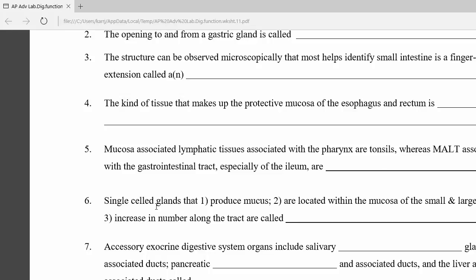Single-celled glands, so one little cell, they produce mucus, located within the mucosa of the small and large intestine. They increase in number along the tract, and are called goblet cells. Yep, goblet cells.